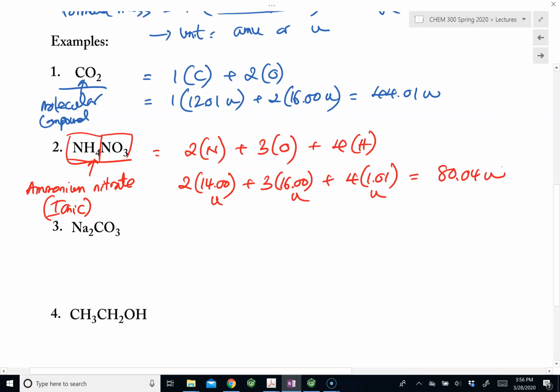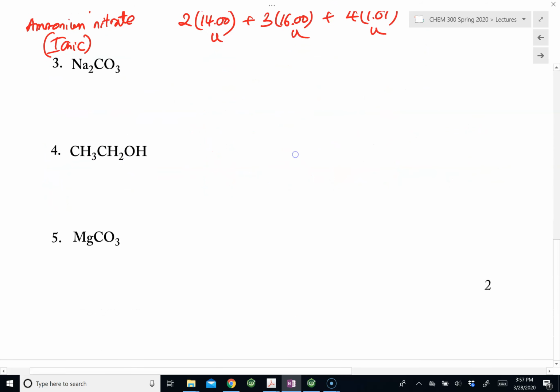So that's how we will find the molecular or the formula mass of any chemical substance. And please try the rest of this to make sure you are able to do this on your own. And once you finish, you can look up online to find what the answer would be, to make sure that the answer you are getting matches up with whatever we find online.